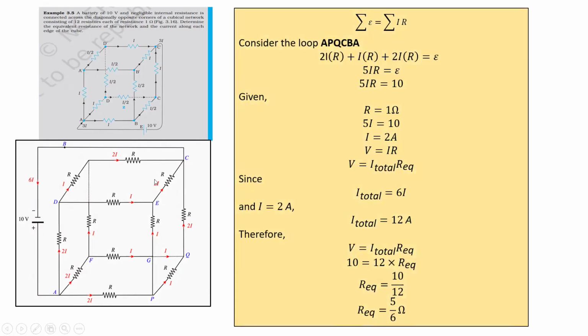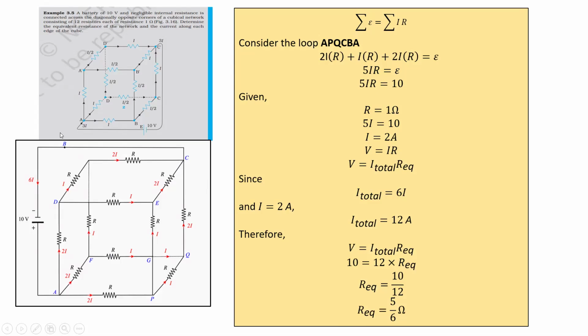I will use Kirchhoff's second rule, sigma E equal to sigma IR. Let us consider the loop A, P, Q, C, B and back to A, the last loop, this one. Now here the voltage drop is V equal to IR. Current is 2I, resistance is R, so 2I into R. Here I into R, voltage drop is I into R. Come to this, here 2I into R.